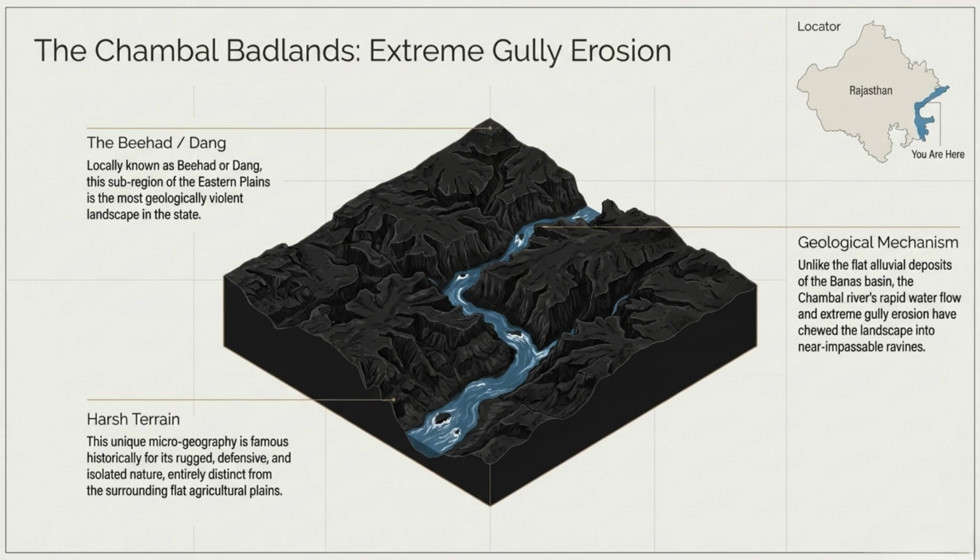Unlike the flat alluvial deposits of the Banas Basin, the Chambal River's rapid water flow and extreme gully erosion have literally chewed the landscape into near impassable ravines. This unique, harsh microgeography is famous historically for its rugged, defensive, and isolated nature.